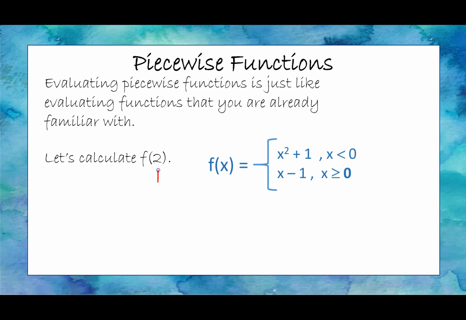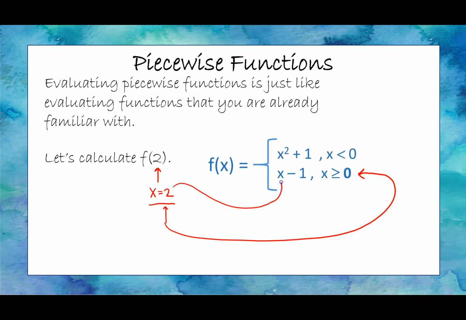In this case, our x is equal to 2. And so is it true that our x, which is 2, is less than 0? Well, no, that's not less than 0. That's greater than 0. So in this case, our x equals 2 actually fits into this option here, x being greater than or equal to 0. So what we do is plug our 2 into this one. Plugging 2 in there, I get 2 minus 1, which gives me 1. So my f of 2 is equal to 1.